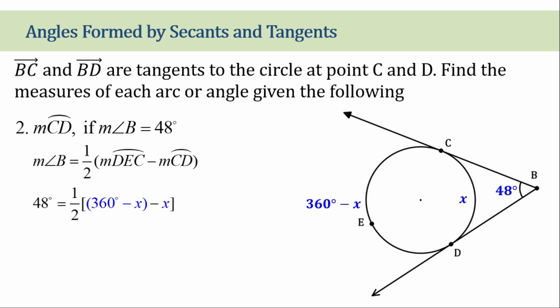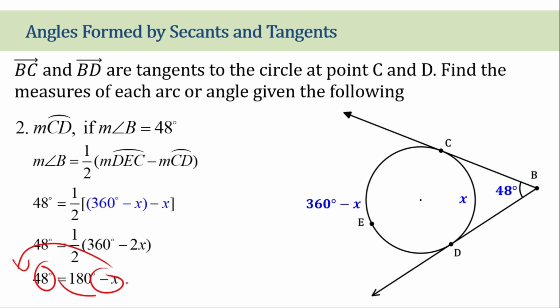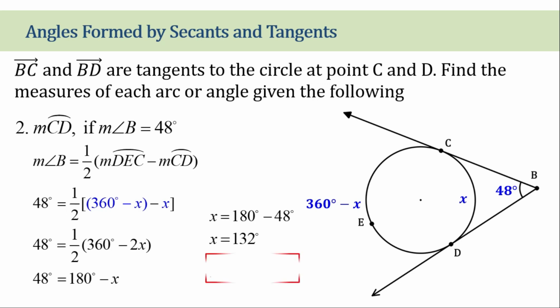Now with our given, we just substitute all of this into our formula. As you can see here, negative x minus x would give us negative 2x. Now let's divide this. This is divisible by 2. 360 divided by 2 is 180, and negative 2x divided by 2 is negative x. Now we need to transpose this x to the other side and 48 to this side. That gives us this equation. As you simplify, the measurement of x is equivalent to 132. If you want to find the measurement of this arc, you just need to subtract 132 from 360.